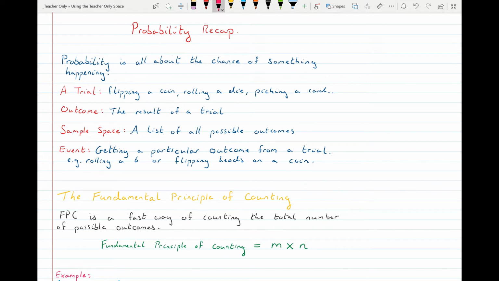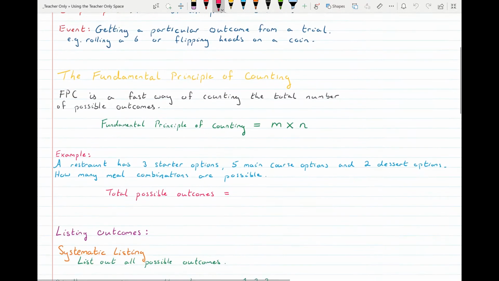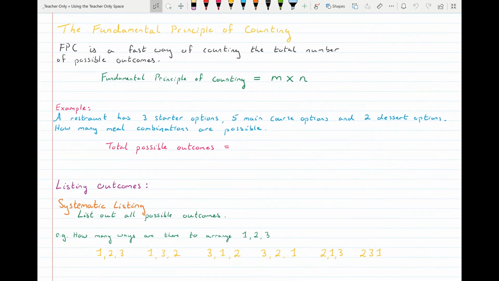We then had the fundamental principle of counting, FPC for short, and that's a fast way of finding the total number of outcomes from something. And the fundamental principle of counting is written as M multiplied by N. So the number of outcomes for the first thing multiplied by the number of outcomes for the second thing.